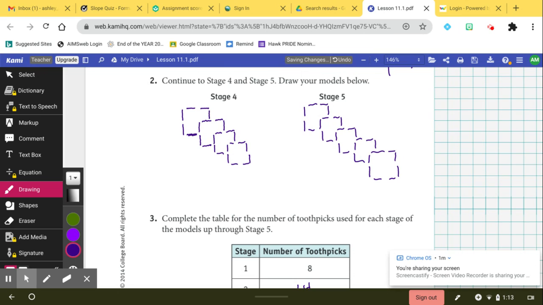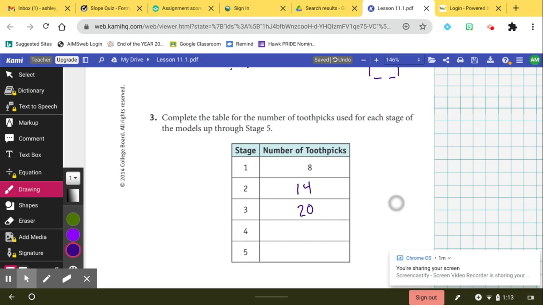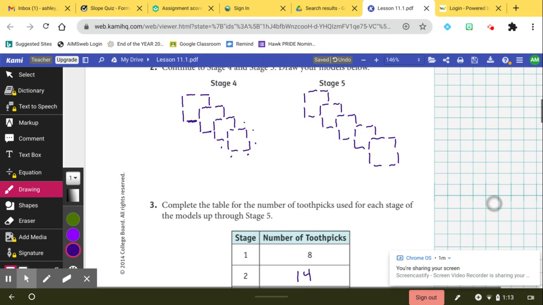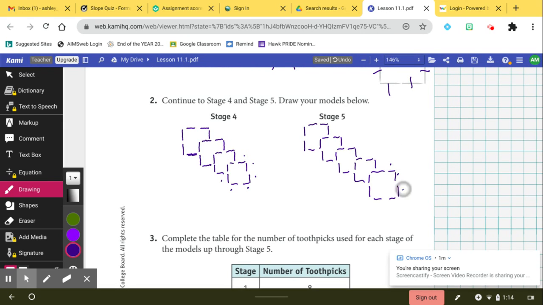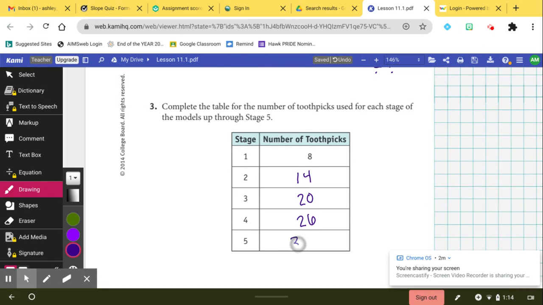Stage 4 is going to have the 20 toothpicks plus the 1, 2, 3, 4, 5, 6, so it's going to have 26 toothpicks. Stage 5 is going to have the 26 toothpicks along with the 1, 2, 3, 4, 5, 6 more. So that would be 32. So the number of toothpicks per stage is listed off in this table.